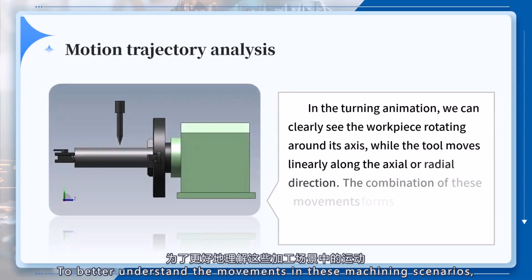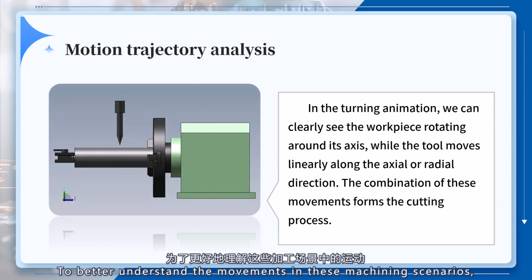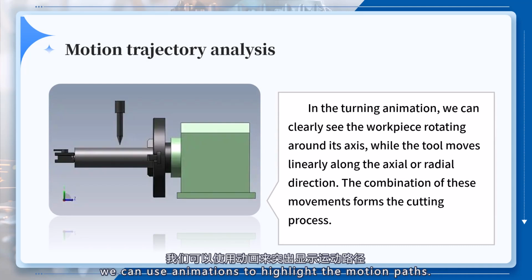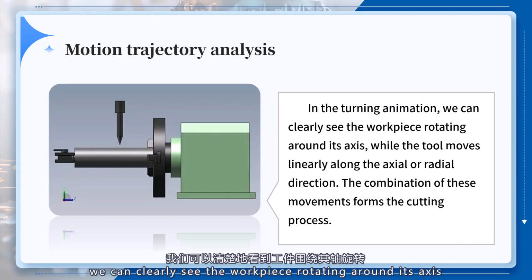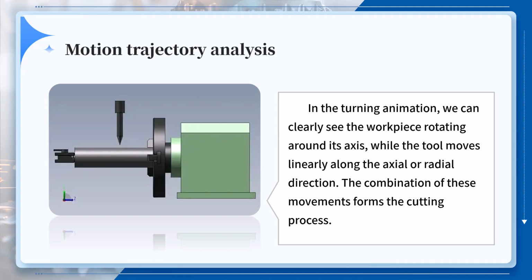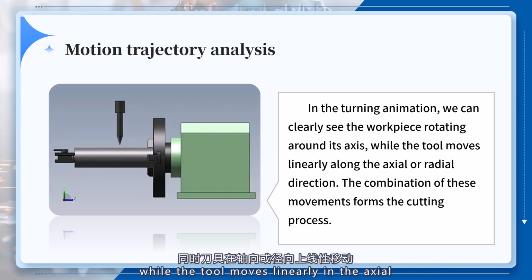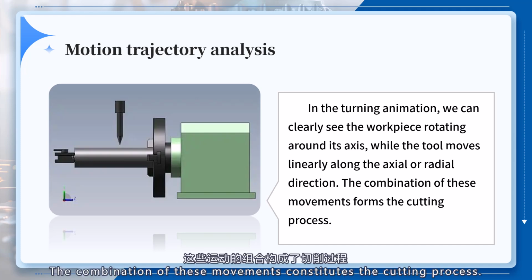Motion path analysis. To better understand the movements in these machining scenarios, we can use animations to highlight the motion paths. In a turning animation, we can clearly see the workpiece rotating around its axis, while the tool moves linearly in the axial or radial direction. The combination of these movements constitutes the cutting process.